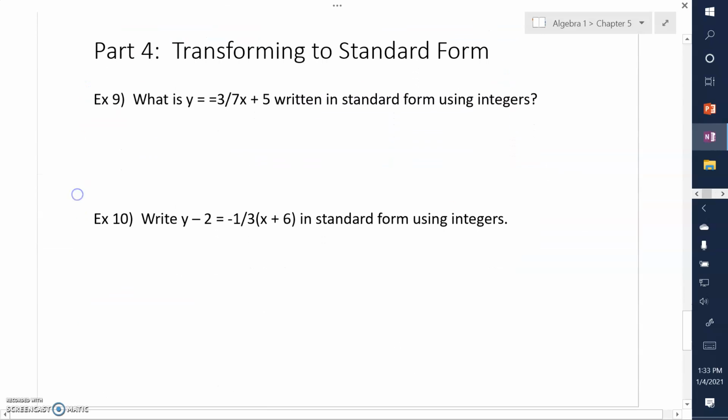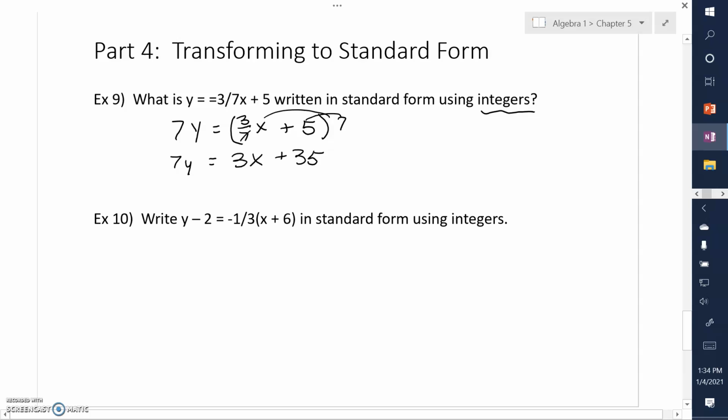All right, next part, we're going to transform these equations into standard form. And so look at example 9. We have y equals 3/7 x plus 5. And I want to have only integers. So that means that that 7 in the denominator, I need to get rid of that. And I'm going to do that by multiplying both sides by 7. So when I do that, I get 7y equals, 7 in the denominator cancels, so I get 3x. And then 5 times 7 is 35.